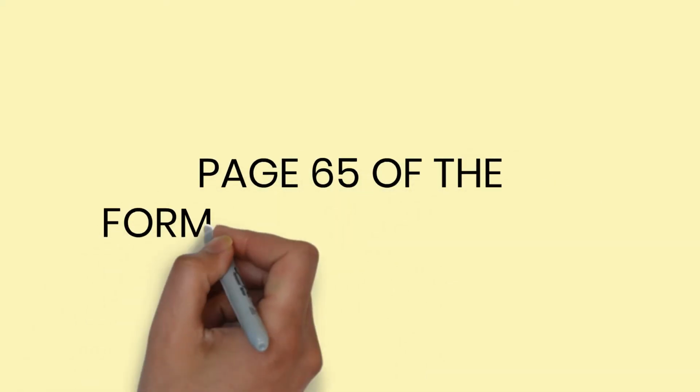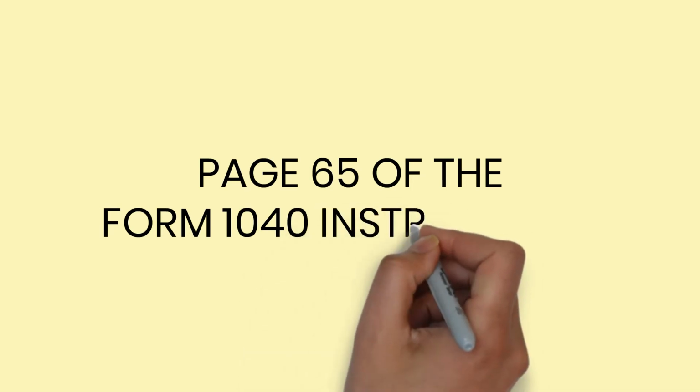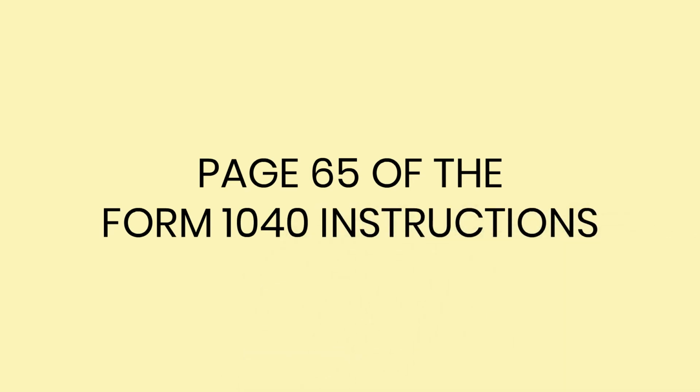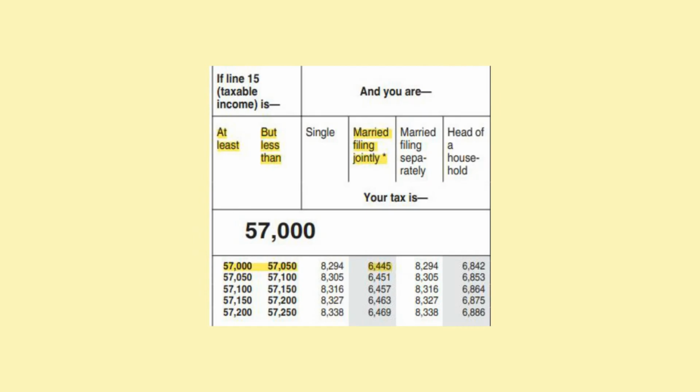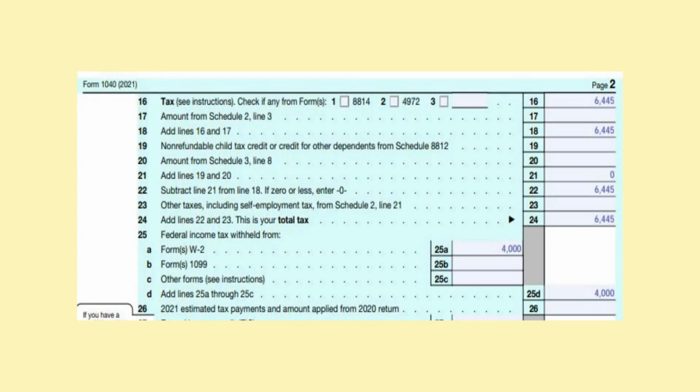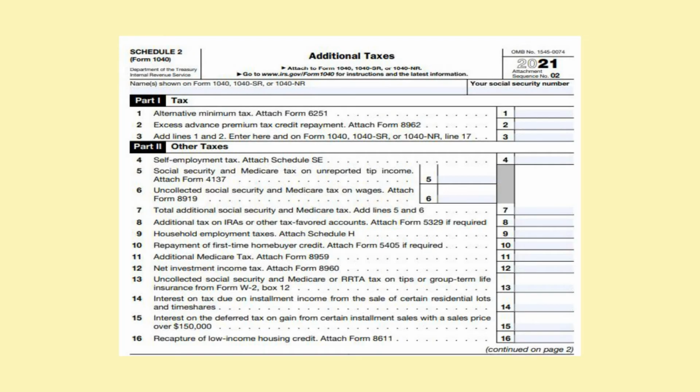You can find the tax tables beginning on page 65 of the Form 1040 instructions. Since you have taxable income of at least $57,000 but less than $57,050, your tax is $6,445 as you're married filing jointly. Line 17 will be 0. As in this example, you will not have alternative minimum tax or an excess advance premium tax credit repayment.